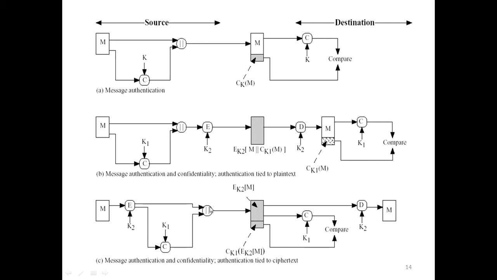Ciphertext. On the ciphertext, you can calculate the MAC code. C is the MAC algorithm, and K1 is the secret key. So you will get the MAC code. Ciphertext plus MAC code are concatenated here.